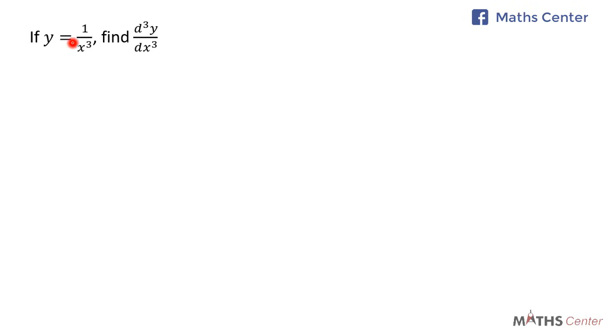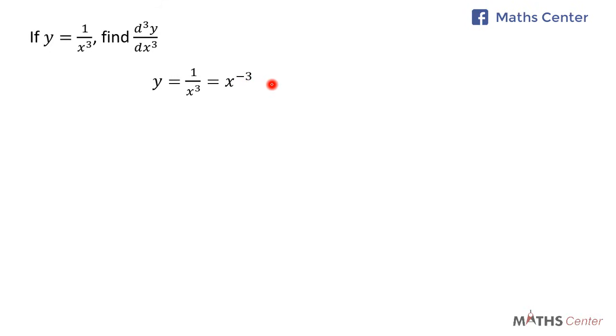If y is equal to 1 divided by x cubed, then find d cubed y dx cubed, right? So here we are going to find the third order derivative. So you differentiate the function for the first time, you differentiate it for the second time, and then you differentiate it for the third time. The function given to us is y is equal to 1 divided by x cubed, which can be written as x exponent negative 3 from indices.